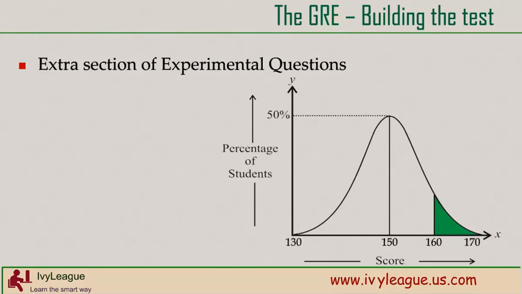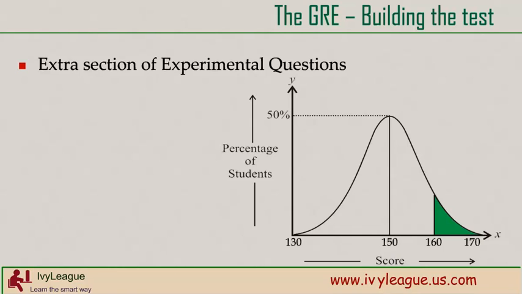Within the testing industry, these questions are called pre-test, and the questions that count toward a student's score are called operational. When students take the GRE, suppose 95% of students get a particular experimental question incorrect, then it will be assigned as the hardest or level 5 question. Similarly, if 95% of students get a particular question correct, then it will be assigned as the easiest or level 1 question. On the other hand, if 50% of students get a particular question incorrect, then it will be assigned as the medium or level 3 question.